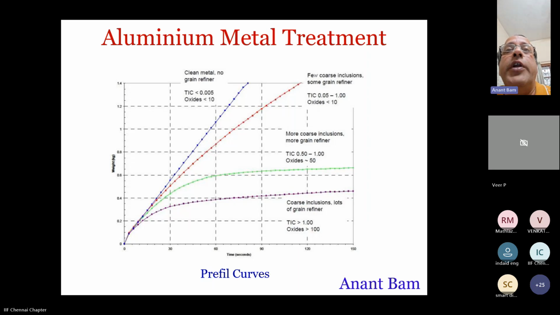This is a sample of typical Prefil curves. The first curve on the top is of a fairly good metal with minimal inclusions. The second curve gets slightly depressed, so naturally it has some more inclusions. The third curve got flattened halfway through, so it has more inclusions. The fourth curve flattens very early, so it has coarse inclusions and lots of inclusions. Next slide, please.